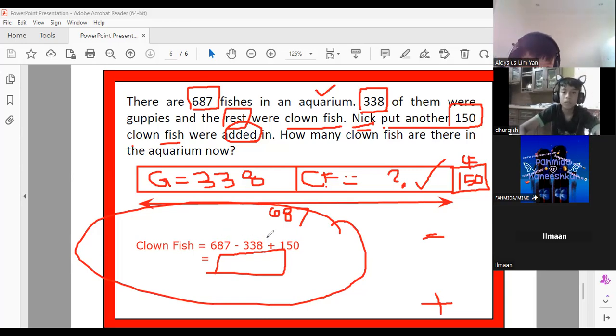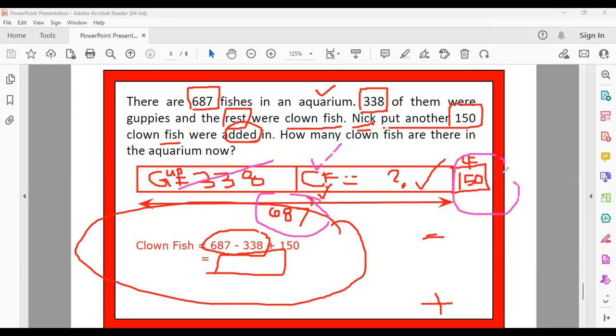Recheck your answer. You're supposed to do a subtraction first because the other kind of fish were guppies. We want to find clownfish. So we take 687 and minus the guppies away, we end up with clownfish. And then we added 150 clownfish some more. So that is why I add another 150. So there is a subtraction first, then only add another 150. Can you see the picture? The bar? Take away the guppies, find the clownfish. Add another 150 clownfish. Clear?